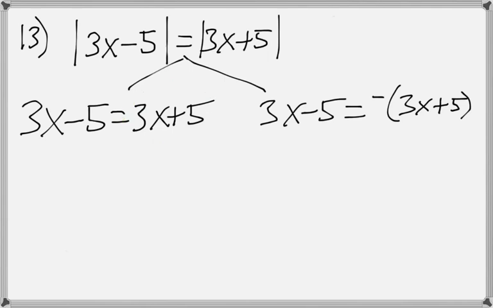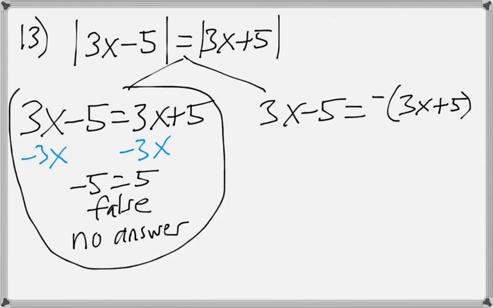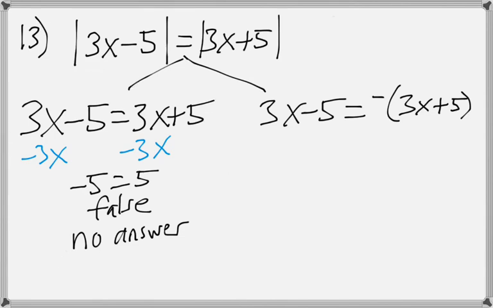So if I solve these, if I subtract 3x from both sides here, you'll see that something's going to happen. The variables go away, and we have negative 5 is equal to 5, and that is false. So that's no answer from this branch. That doesn't necessarily mean it's no solution for the entire equation. It just means that from that branch, it's not contributing any answer. So let's go to the other branch.